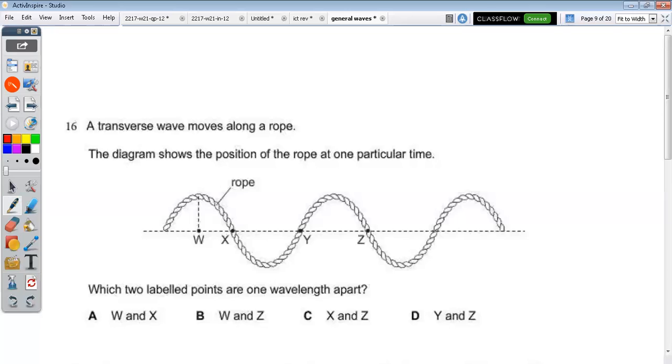I think it's X and Z. That's obvious. That point, that point.